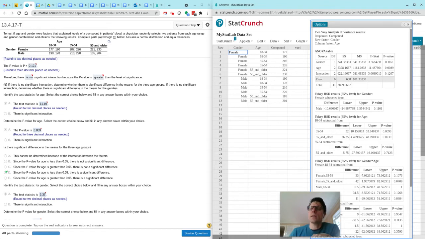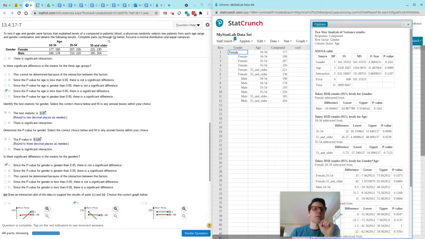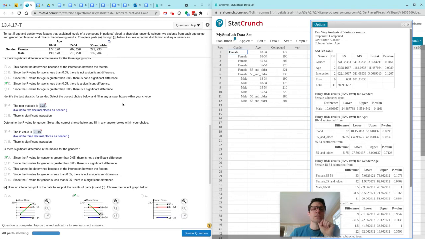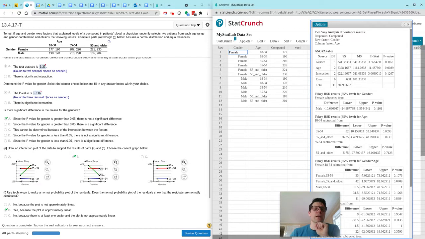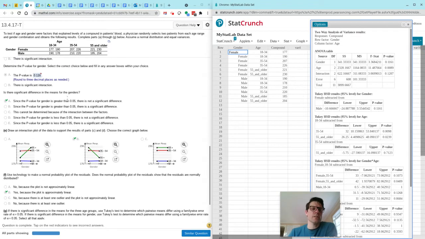So for here, we go to the age factor, and we get the F-stat and the p-value, which are going to be right here and here. Okay. And then we'll have to do the same thing. They're going to ask us to do the gender, see if there's any significant difference between the gender here and here. And since the p-value is high, there's no significant difference.